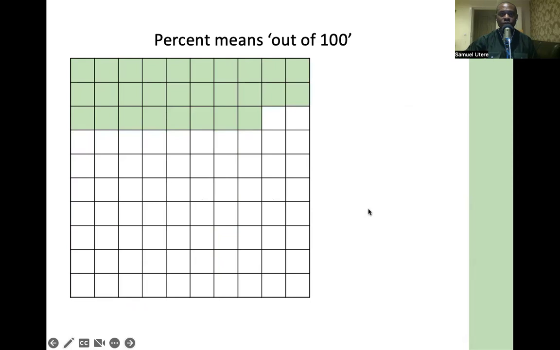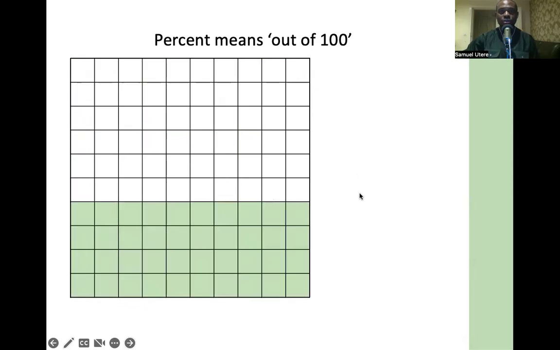What about this one? Here we see 2 rows which make 20 squares and 8 squares. That is 28/100ths. That is 0.28, and that is 28%. Why? Percentage means out of 100. So 28/100ths or 28 out of 100 is 28%.